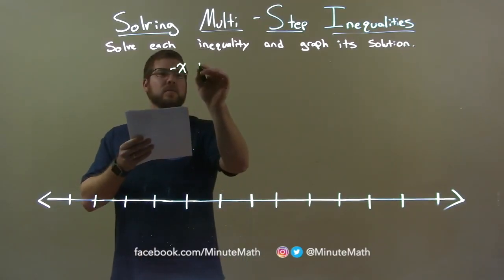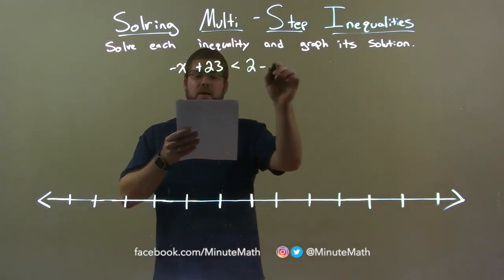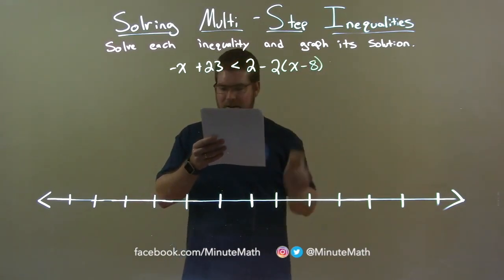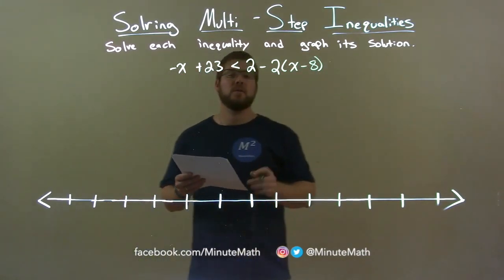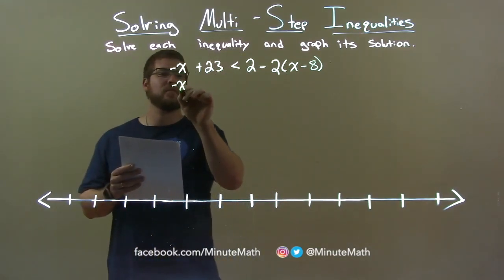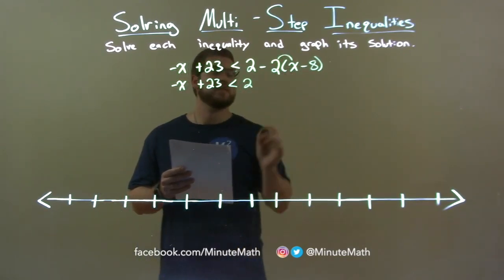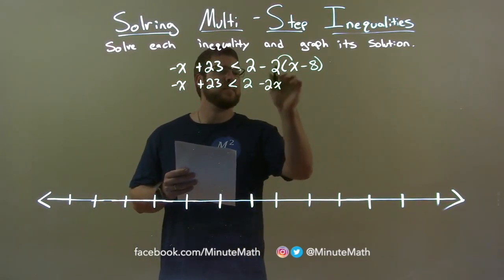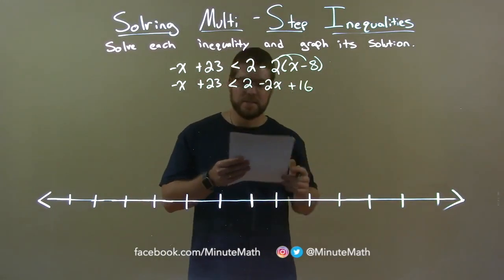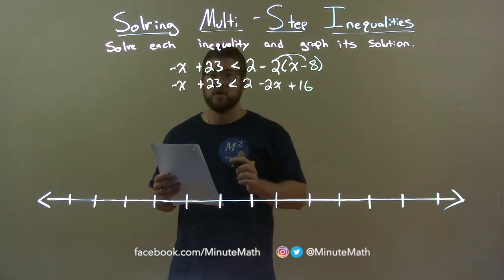Negative x plus 23 is less than 2 minus 2 times x minus 8. First thing I want to do is distribute this 2 within that parenthesis. So negative x plus 23 here is less than 2. Now minus 2 times x is a minus 2x, and minus 2 times a minus 8 is a positive 16 here. Alright, now let's simplify each side of the inequality.